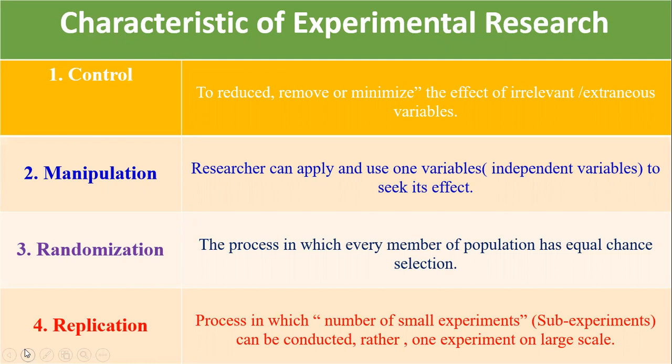Researcher can apply and use one independent variable to tweak its effect. Independent variable is a type of variable which have no effect. So researcher take that independent variable to check the effect of other variables, right? So in the research, it does not mean breakdown, it means to check the effect of independent variable on the dependent variable.